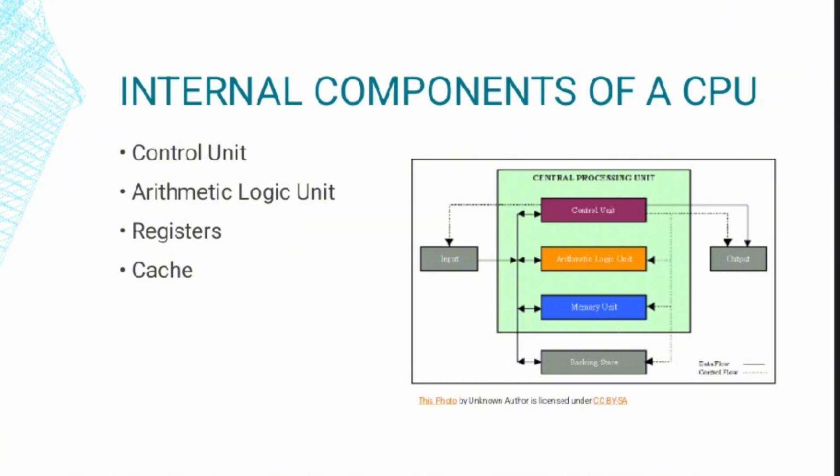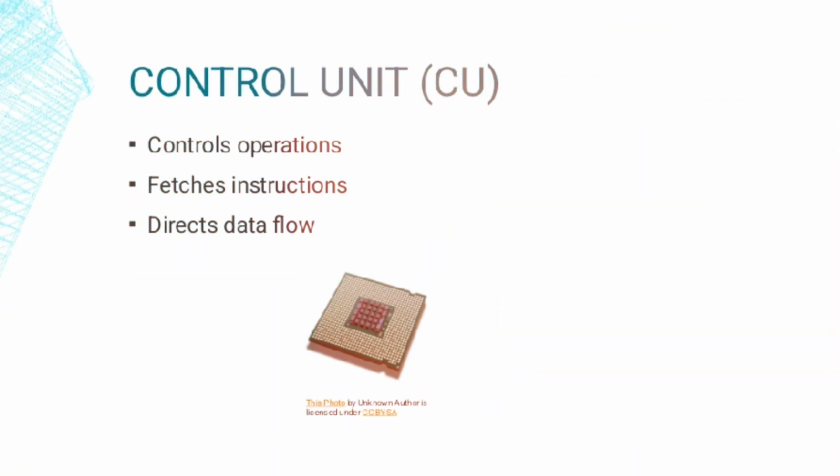Internal components of a CPU. The CPU is made up of several important internal components. These include the control unit, the arithmetic logic unit, registers, and cache memory. Each component has a specific role that helps the CPU perform its task efficiently. Moving on to the next slide.